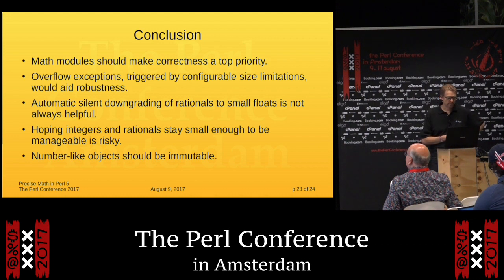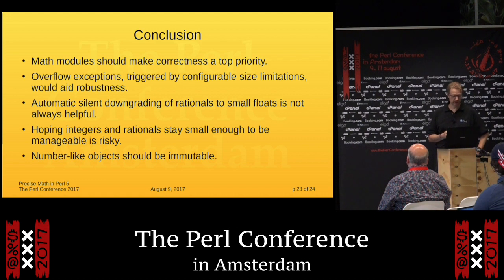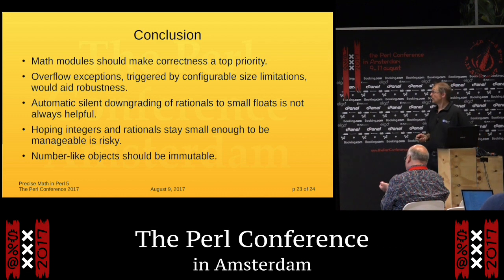To conclude, we really should reserve the math namespace for earnest mathematics that doesn't cheat and give us nonsense. So make correctness a top priority. Nobody's perfect, there will be bugs, but you should care, at least so that these bugs get fixed.